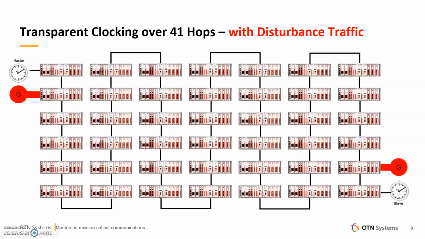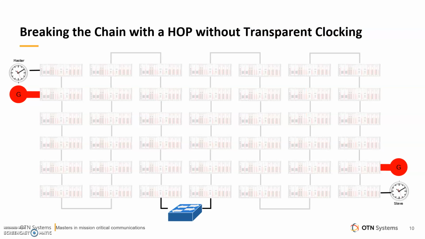What's also interesting is that a chain has the strength of its weakest link, right? So transparent clocking works, but it has to be enabled across all the ports and across all the devices involved in the 1588 service. So that means in this case across the entire network of 41 hops. And what I'm going to show you is by adding one network element.